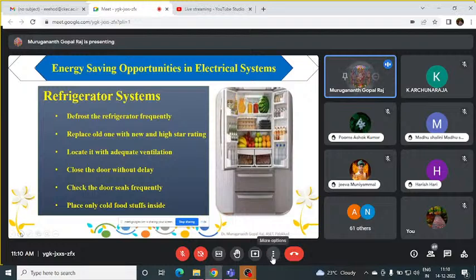The initial investment can be matched up. That is, a payback will be available. Right? Then locate it with adequate ventilation. This is another mistake we make in the refrigerator system.